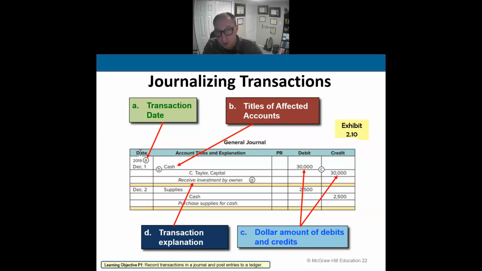The second transaction, December 2nd, our company purchased some supplies, inventory. Our company purchased inventory for cash. We use cash to purchase inventory. So we debit supplies, which is our inventory account, $2,500. I'm increasing my asset account, $2,500. And I credit cash to reduce my cash by $2,500. I'm only affecting the asset side of the equation, but we see that it's still in balance, $2,500, $2,500.